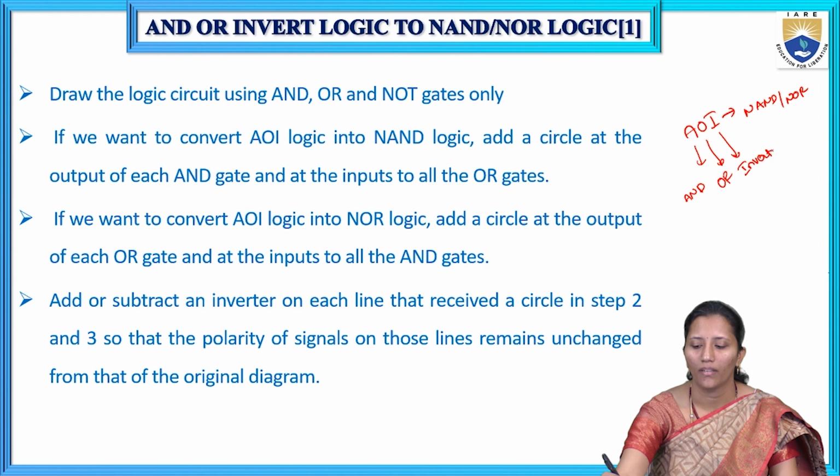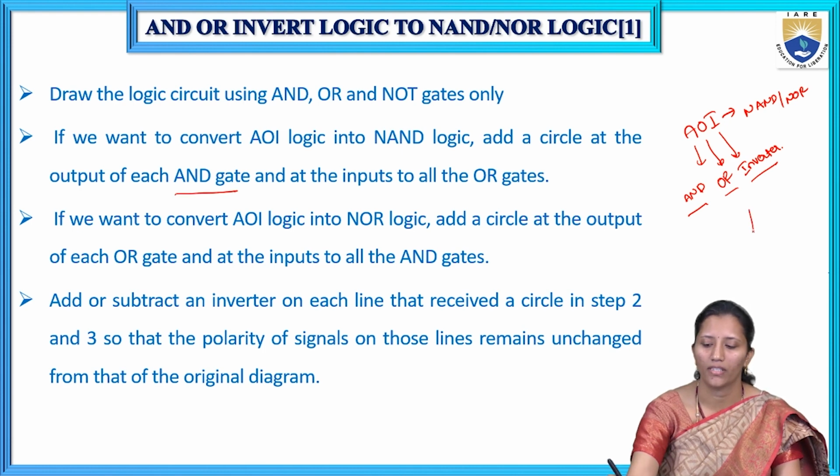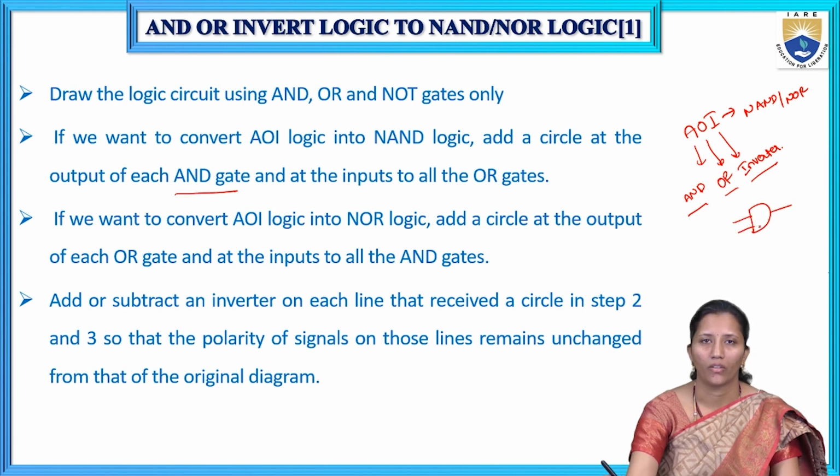So whatever the Boolean function, we have to represent that in a logic diagram in terms of AND OR inverter gates only. If you want to convert AOI logic into NAND logic, we can convert the AOI into either NAND realization or NOR realization. If we want to convert that total circuit, we have to represent it in terms of only NAND gates. Then the first step, we have to add a circle at the output of each AND gate. Whatever AND gates are there in the circuit, we have to add the circle at the output of each AND gate.